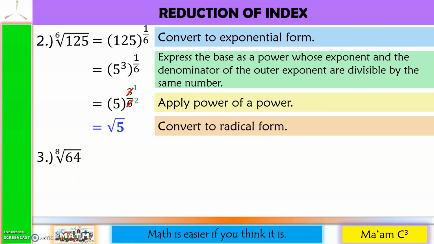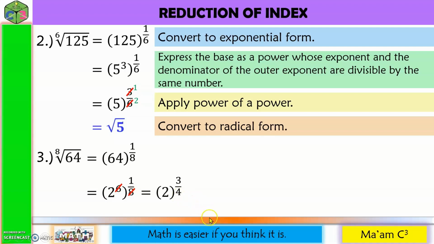Let's have another one. Number 3, the 8th root of 64. Let's convert this into exponential form. So this is 64 raised to 1 over 8. And then I'll express 64 as 2 to the 6th power. 6 and 8 are both divisible by the same number, which is 2. 6 divided by 2 is 3 and 8 divided by 2 is 4. So this will become 2 raised to 3 over 4. 4 will become my index, so this will become the 4th root of 2 cubed. And 2 cubed is equal to 8, so our final answer is the 4th root of 8.